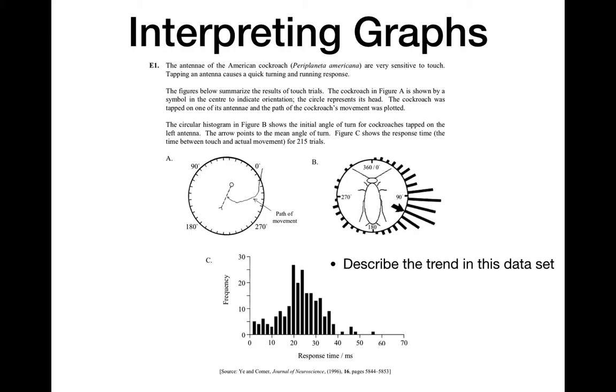Anyway, so here we have the symbol showing the orientation of the cockroach in figure A. And the circle was the head of the cockroach. So if it tapped on an antennae, then they plotted its movement. Okay, so here's a path of the movement of the cockroach. And then in figure B, we have the initial angle of the cockroach's turn when tapped on the left antennae.